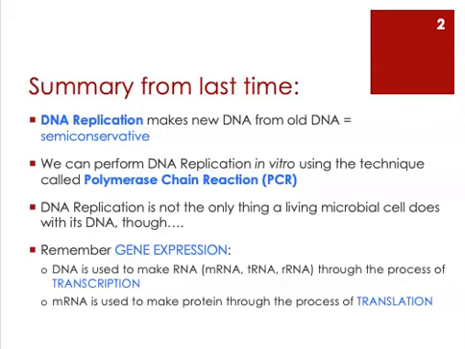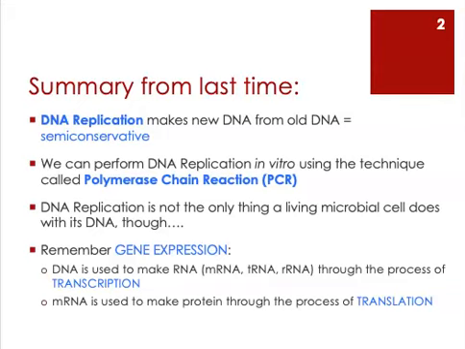The central dogma tells us that DNA is used to make RNA through this process called transcription. And then RNA is used to make protein through the process of translation. Proteins are then what give organisms their traits.